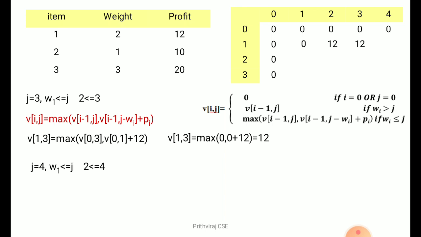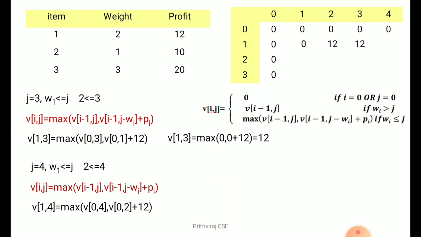Next, j equal to 4. When j is equal to 4, we have to compute v of 1 comma 4, which will be equal to max of v of 0 comma 4 comma v of 0 comma 2 plus 12. We'll get the value as 12 again. That's all about i is equal to 1.